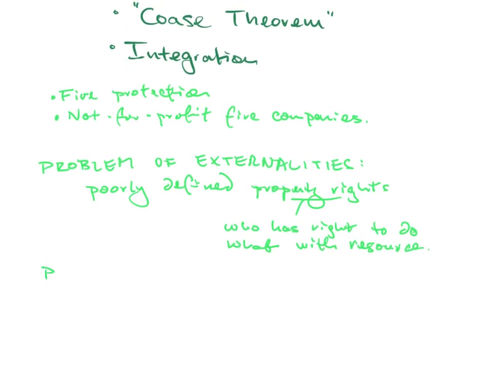So defining property rights clearly and allowing for the legal system, property rights, plus the legal system, penalties, could solve all externality problems. And I'll talk a little bit more about that, this idea of the Coase theorem. But sue people for damages.